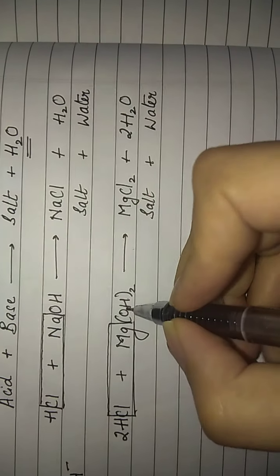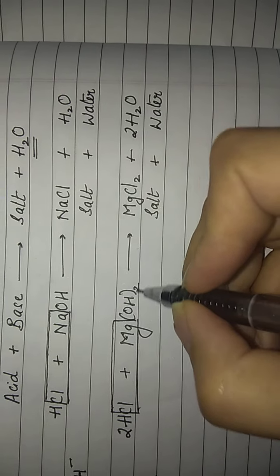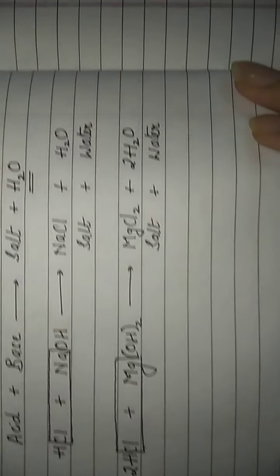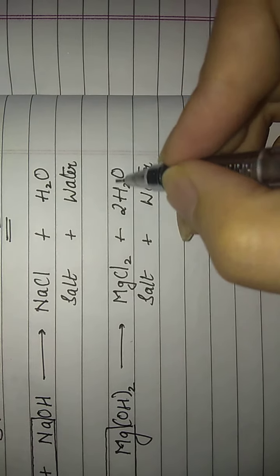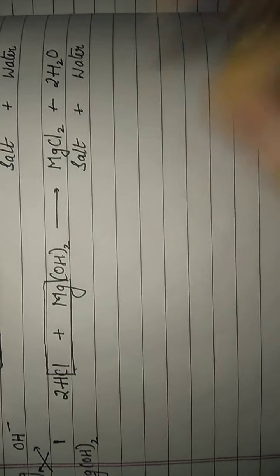Let me check for oxygen. This 2 is multiplied with both the things in the bracket. So oxygen atoms on the left will also be 2 and oxygen atoms on the right are also 2 because this 2 is also multiplied by both these things. So now my equation is balanced.